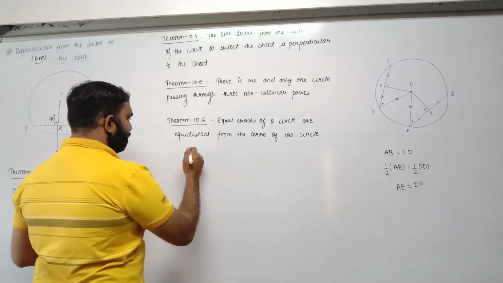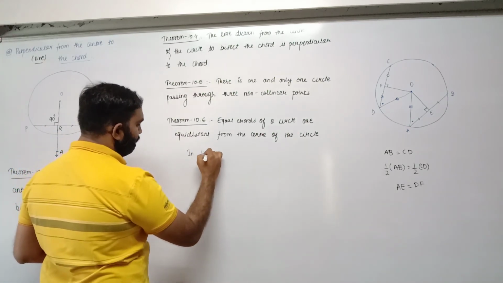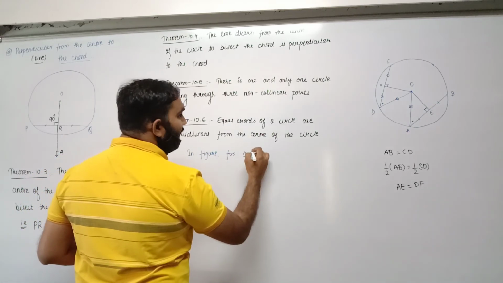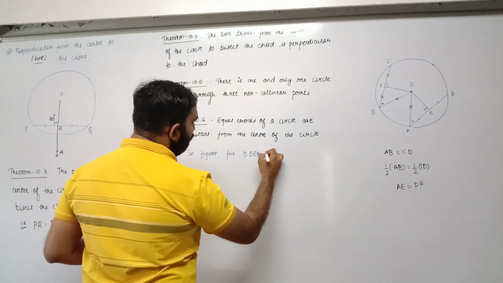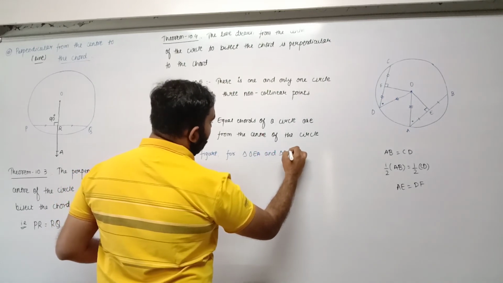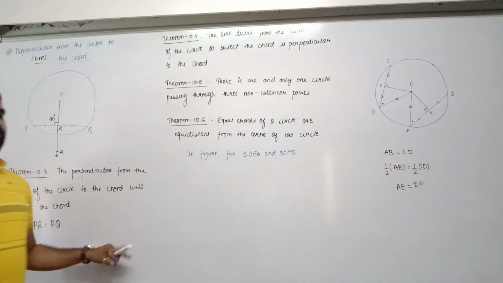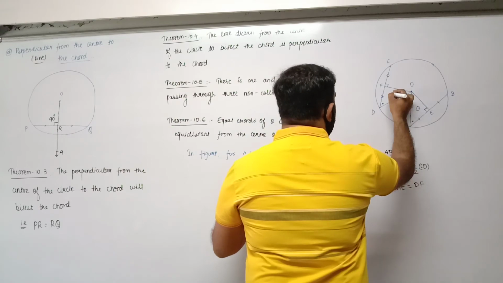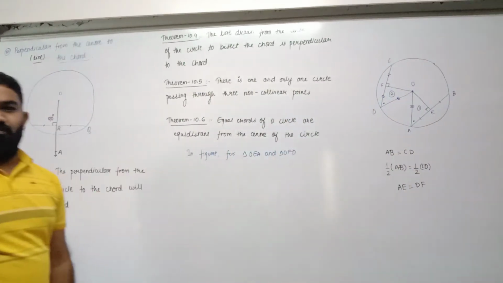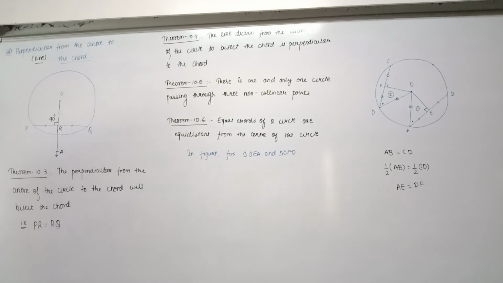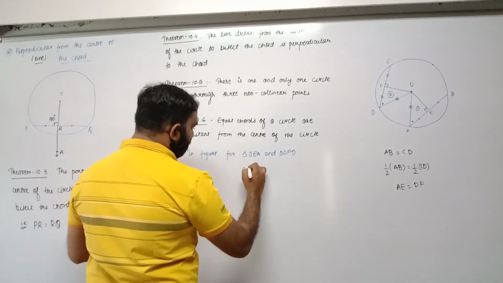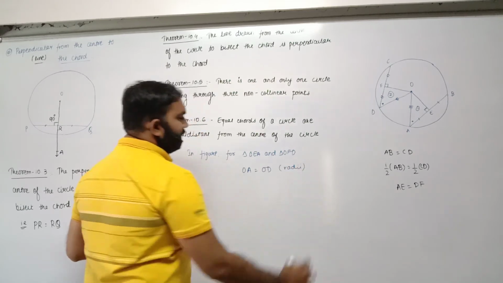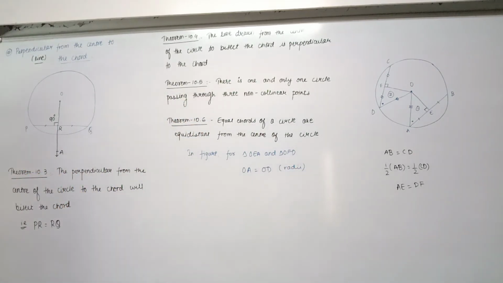So in the figure, for triangle OEA and triangle OFD, you can check for the triangles. Say these are the triangles. Triangle OEA is number 1 and triangle OFD is number 2. Will OA equal OD? Yes. Ready. Radii. Those are the radii of the circle.